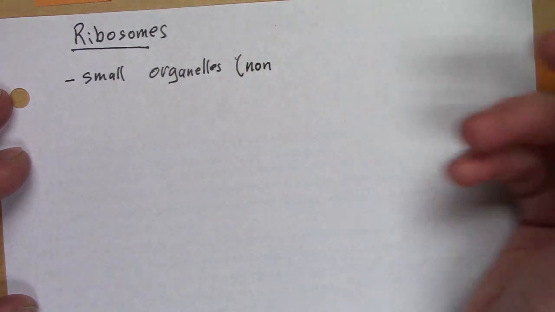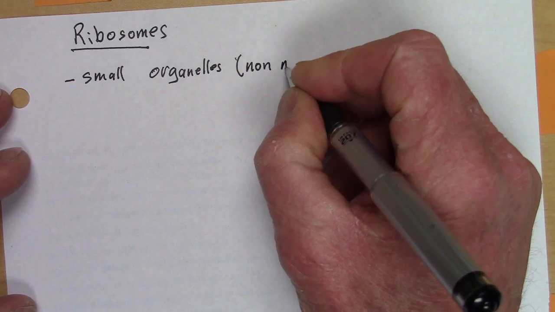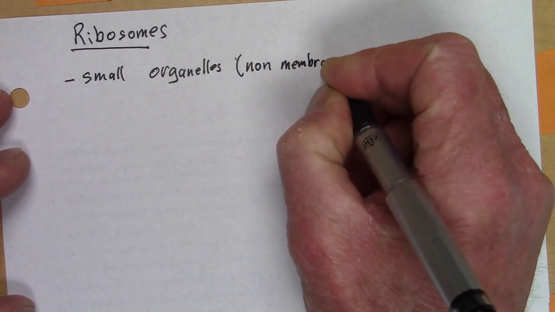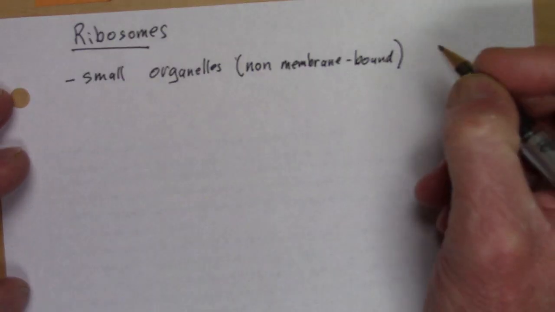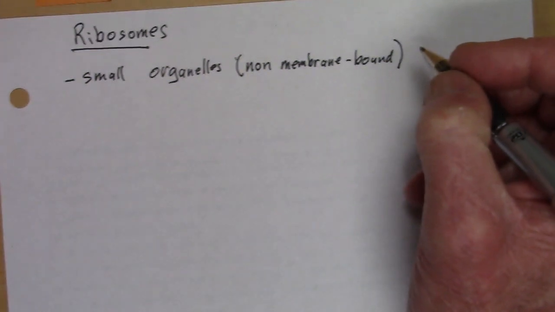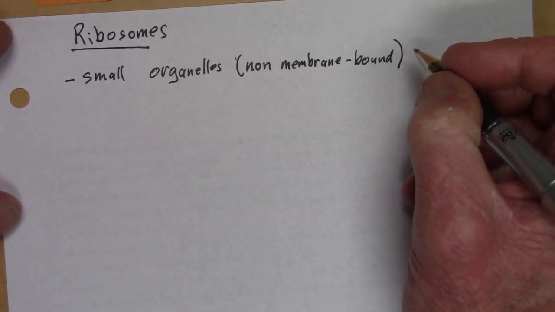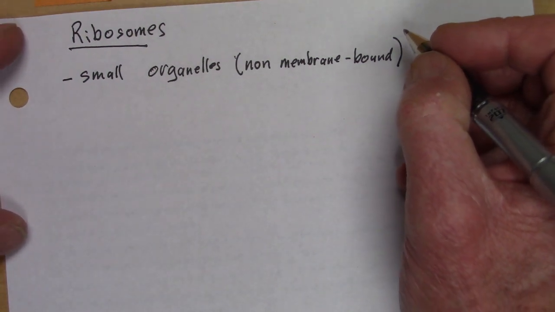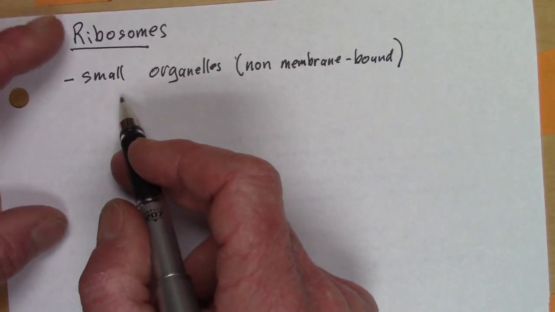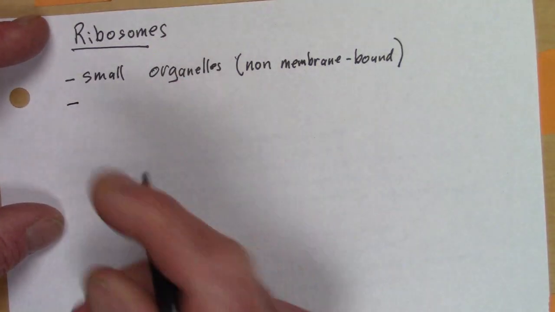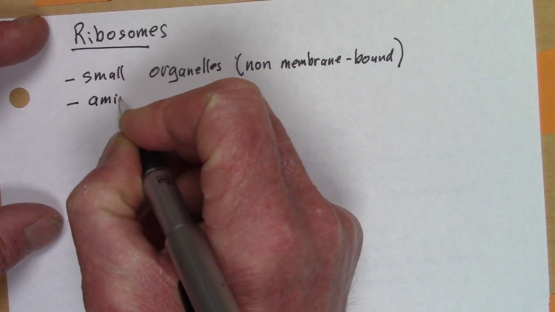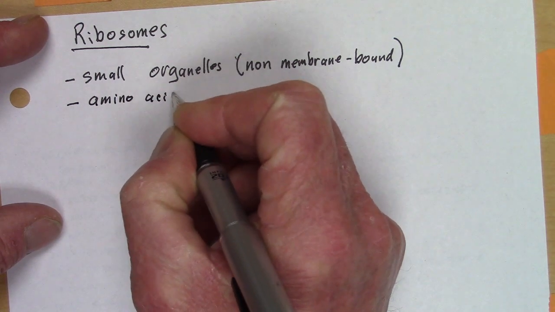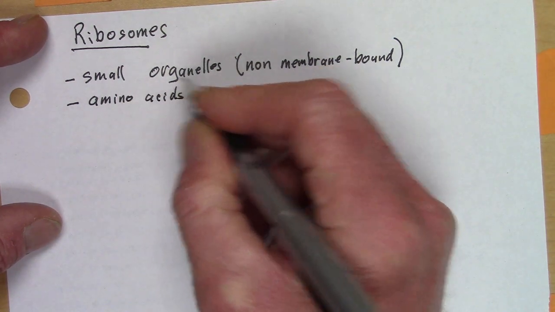So it just turns out that these are non-membrane bound. Okay, other organelles like the nucleus, the mitochondria, lysosomes, etc., they have cell membrane or phospholipid membrane around them, but ribosomes do not. And their claim to fame, something that you need to know, the function of ribosomes is that this is where amino acids are joined together to make proteins. So amino acids are joined at the ribosome.